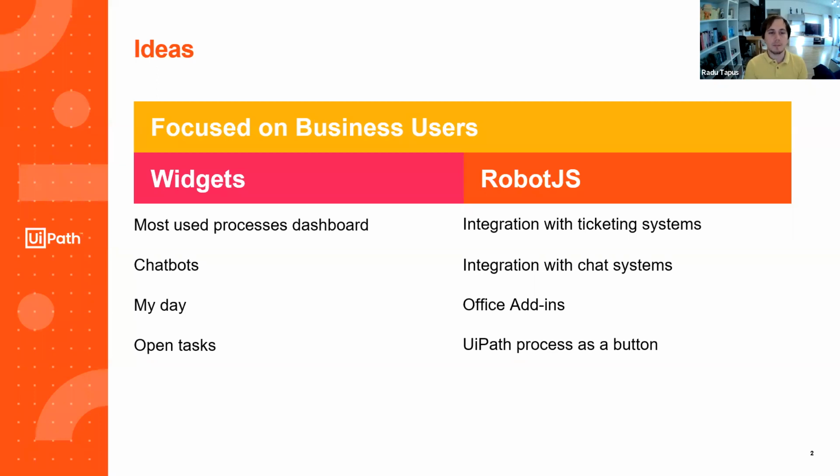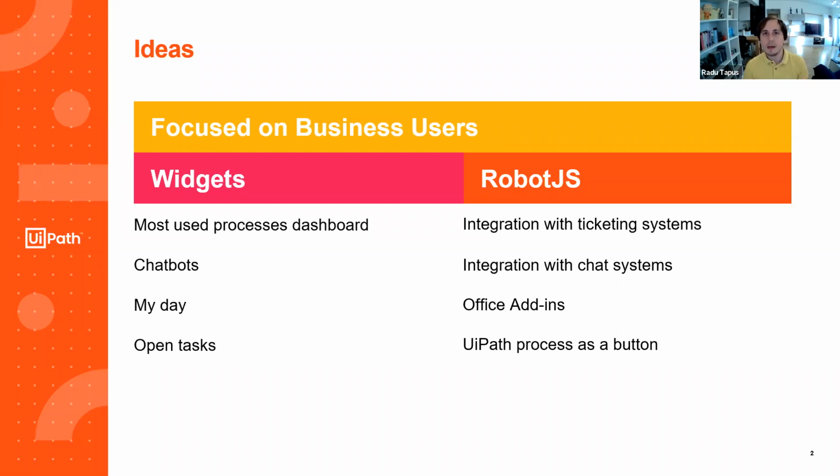Then chatbots. So imagine a chatbot, an assistant with whom you can talk and, for example, say, okay, what process can I run for processing invoices? And it says, okay, I have these 3 processes. Or, set me a reminder for running this process every Sunday. Things like this, right? And then why not a process for a widget that shows my day?